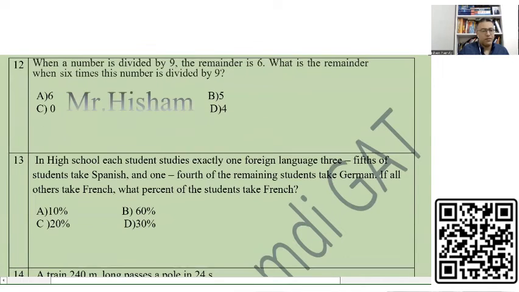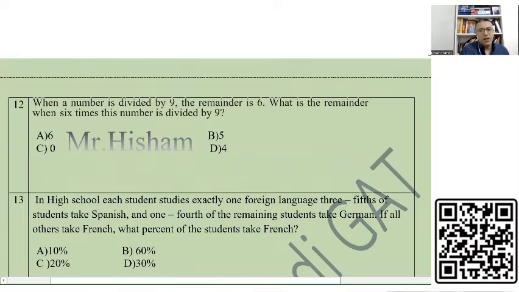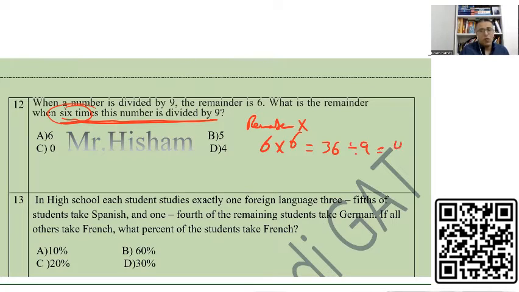Question number 12. When a number is divided by 9, the remainder is 6. What is the remainder when 6 times the number is divided by 9? To solve this kind of question, I'm going to multiply the remainder by the value he is asked for. The remainder is 6, and he is going to multiply it by 6. So 6 by 6 is 36. And 36 is divisible by 9, equal to 4 with no remainder. So there is no remainder.